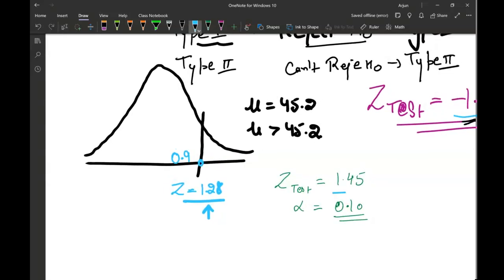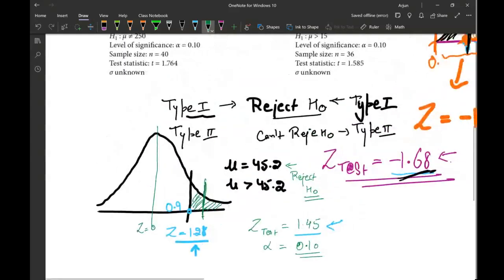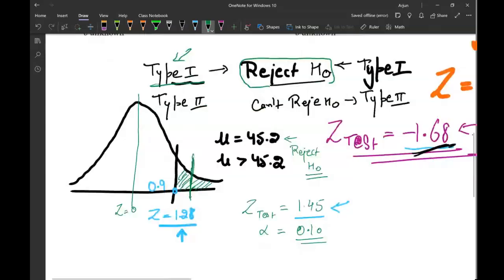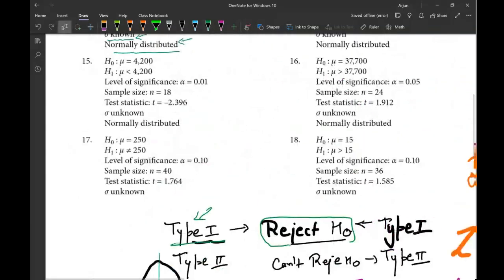Now the z-test value is 1.45. This value will lie on the right hand side. Obviously I can see, because the z value right in the middle is equal to 0. So this value is on the right hand side, which is the critical region. Since the value lies in the critical region, I will reject the null hypothesis. So if I rejected the null hypothesis, then what kind of error is this? This is a type 1 error. Okay, so hopefully you were able to understand how to solve questions like this.